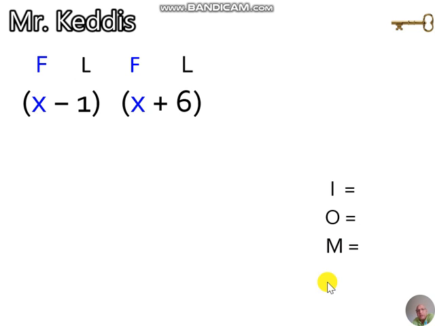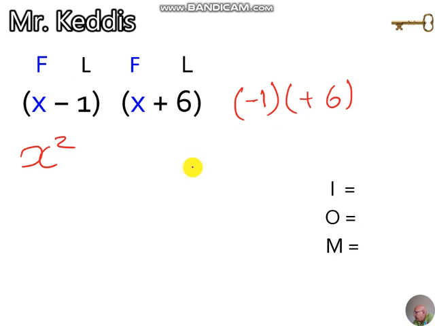I need to multiply the two binomials x minus 1 times x plus 6. X times x is x squared. Last times last, negative 1 times positive 6. Negative times positive is negative. 1 times 6 is 6. The last term is negative 6.